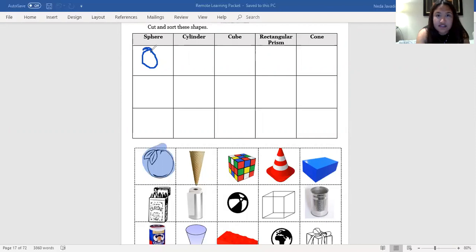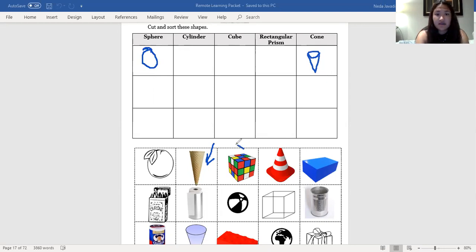Let's do one more together. The next picture right here is of a cone. So I'm going to look for where it says cone. This says sphere, cylinder, cube, rectangular prism, cone. Found it. I'm going to draw the best cone that I can, looks something like that.